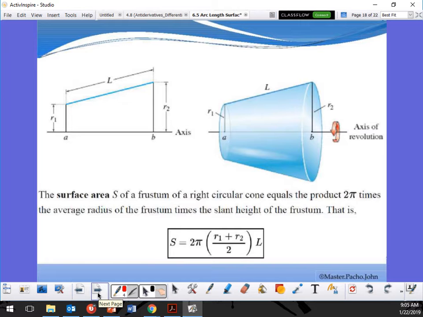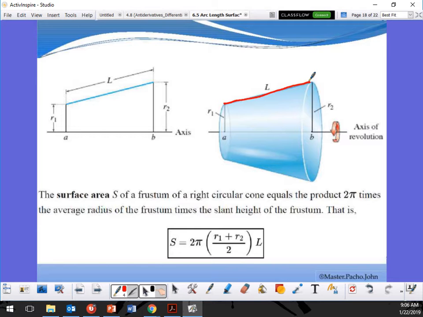The surface area S of a frustum, a right circular cone, equals 2 pi times the average radius of the frustum times the slant height. So it's radius 1 and radius 2, and L would be my length from here to here. And how do we get the arc length? L would be the arc length, from whatever we hit here to here.